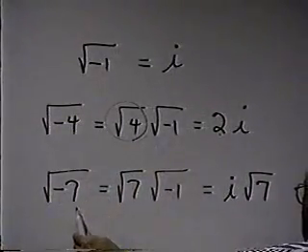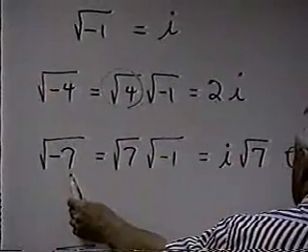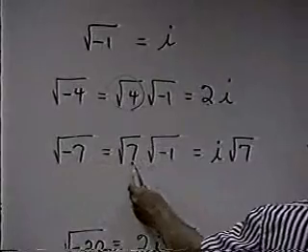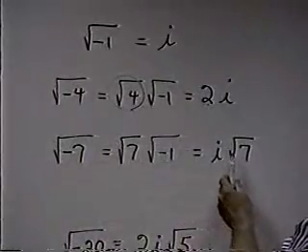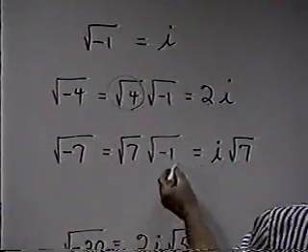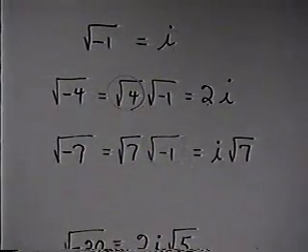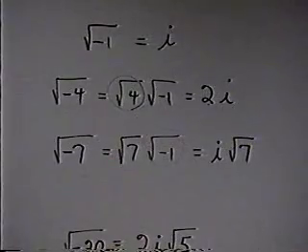But look at the next example. Here we have the square root of minus 7. We still split it. We don't know the square root of 7, so we have to leave it as the square root of 7. But the square root of minus 1 does become i.